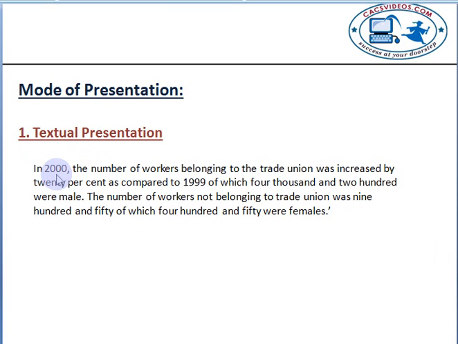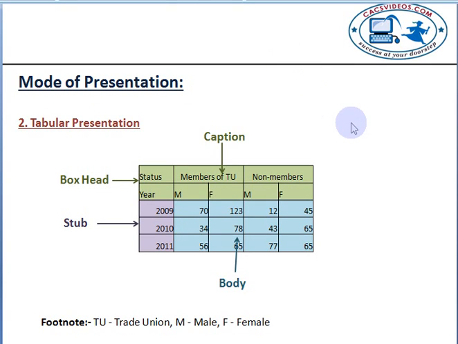Here is one example from your study material. Like in 2000, the number of workers belonging to trade union was increased by 20% as compared to 1999, of which 4200 and so on. This type of data presentation is called textual presentation. See, the second mode of data presentation is tabular presentation. In this method, data is presented in the form of a table. A table contains different rows and columns.